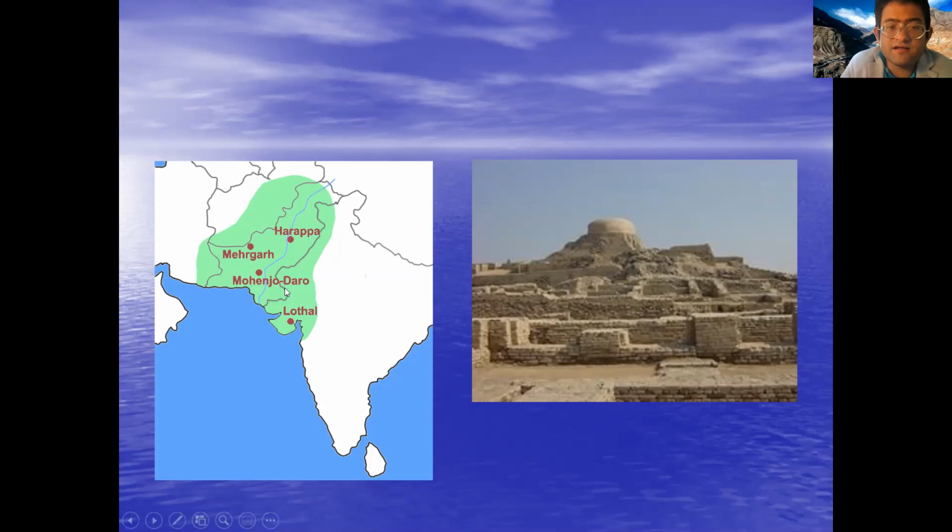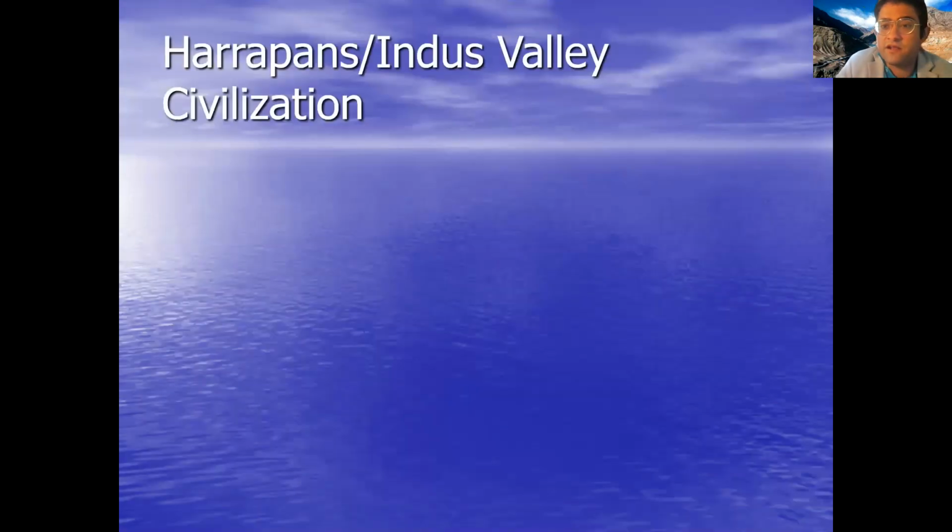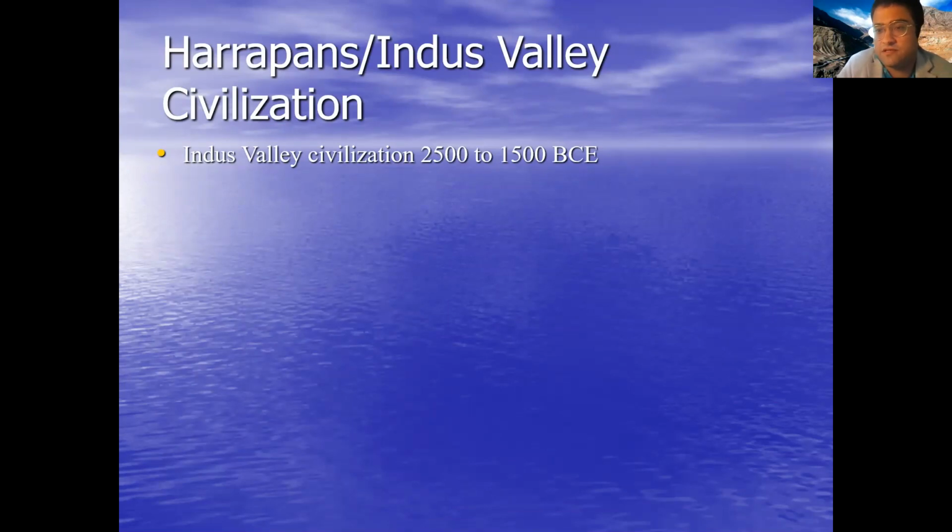So Harappa, Marghar, Mohenjo-daro, and Lothal. Most of these cities are in what's now modern day Pakistan. Lothal is in modern day India. All right, here's some of the things that we know about this civilization. Again, the time period was 2500 to 1500 BCE. So a very old civilization.